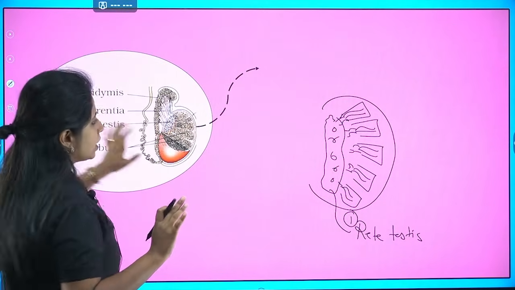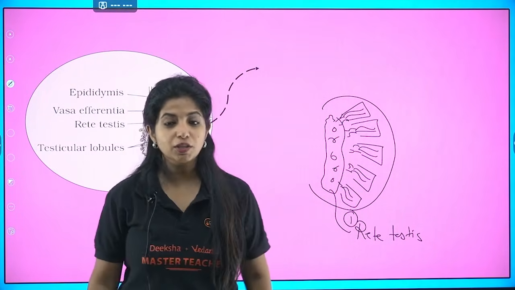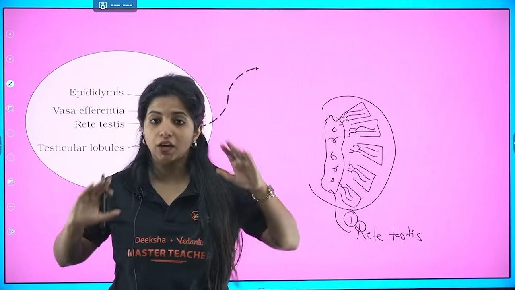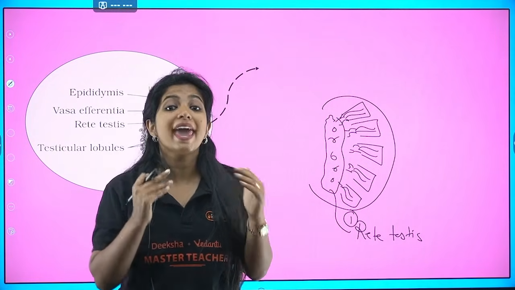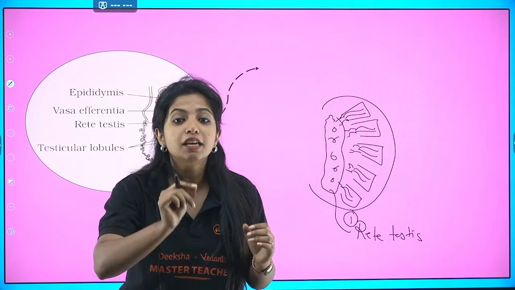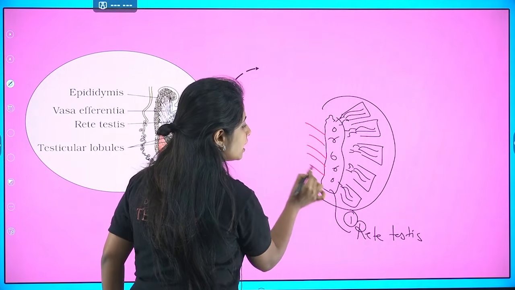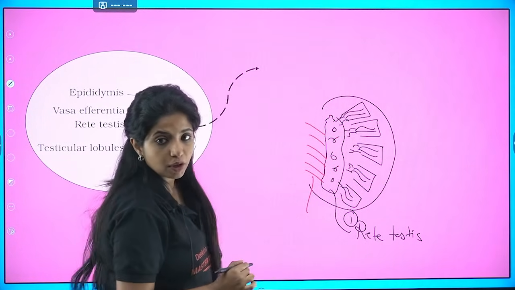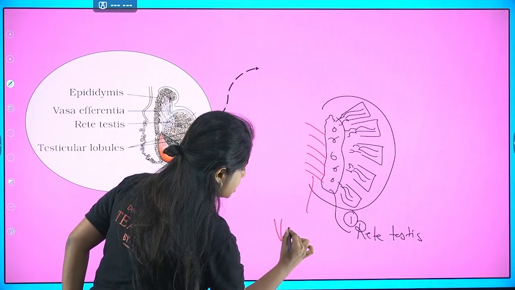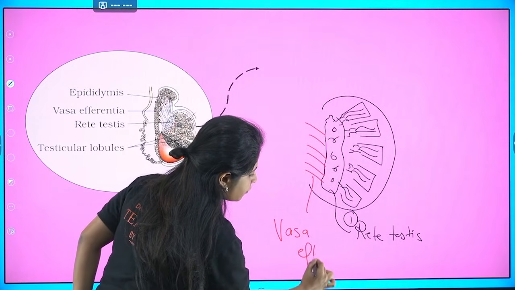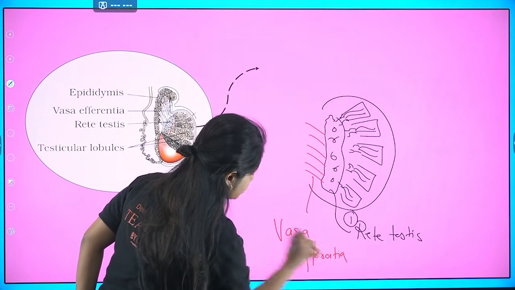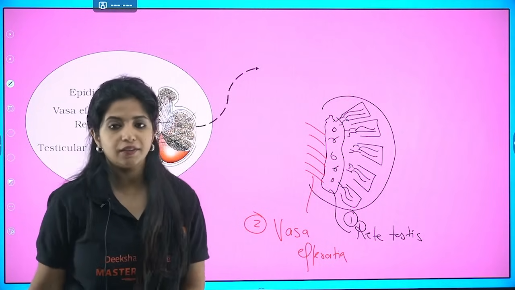So we have reached until what? Rete testis. Now the sperm says, I want to get outside the testis, I cannot be here. So basically it wants to exit. E for exit and E for efferentia. So basically over here you have the next duct, which is known as vasa efferentia. Are you able to see this? Yes. Vasa efferentia. This is going to be the next duct that we are having.